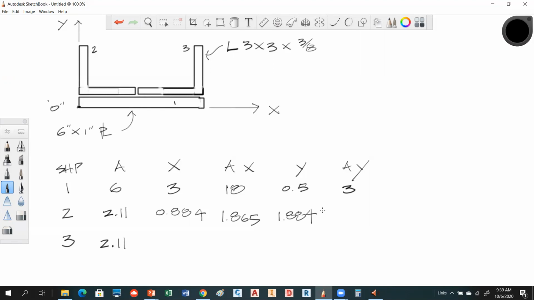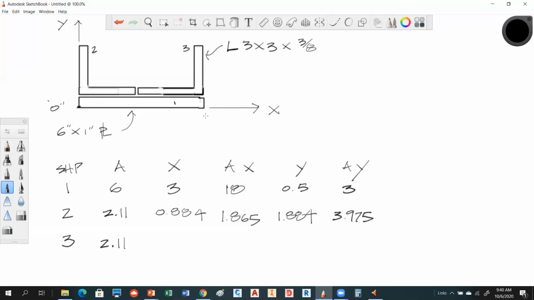We all right? Yeah. Okay, so we're now going to multiply the y times the area. 1.884 times an area of 2.11 came up with 3.975. Okay, 3.975. Okay, we ready to go to shape 3 now?